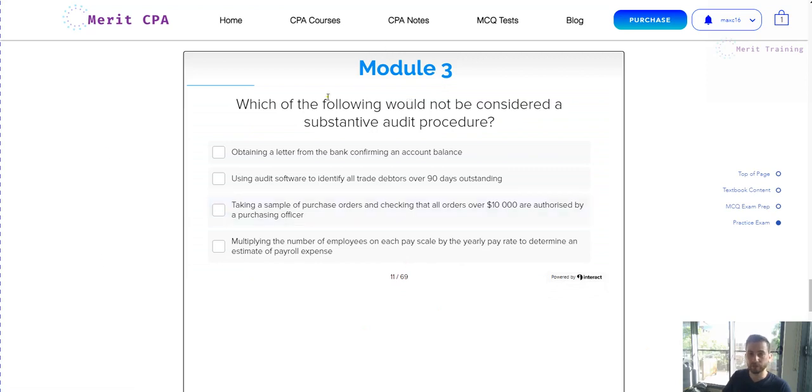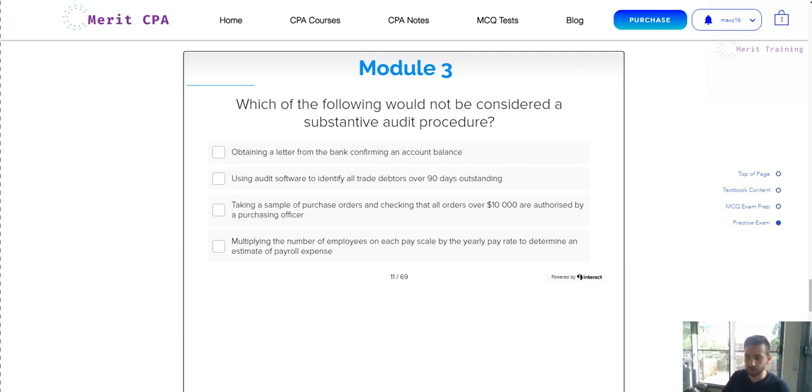Which of the following would not be considered a substantive audit procedure? A, obtaining a letter from the bank confirming an account balance. B, using audit software to identify all trade debtors over 90 days outstanding. C, taking a sample of purchase orders and checking that all orders over $10,000 are authorized by a purchasing officer. And D, multiplying the number of employees on each pay scale by the yearly pay rate to determine an estimate of payroll expenses.